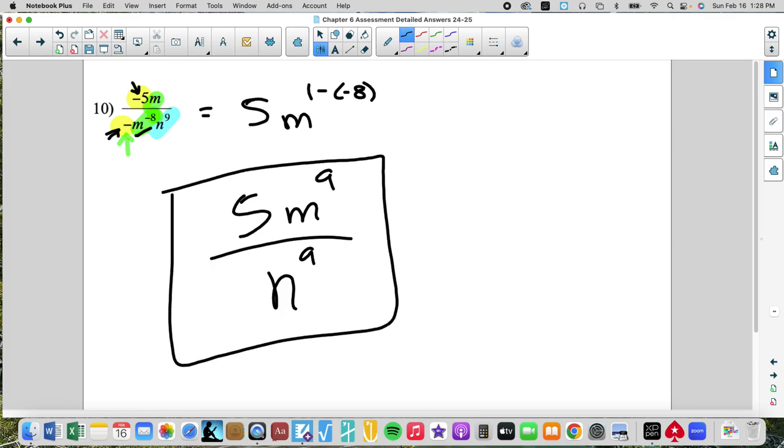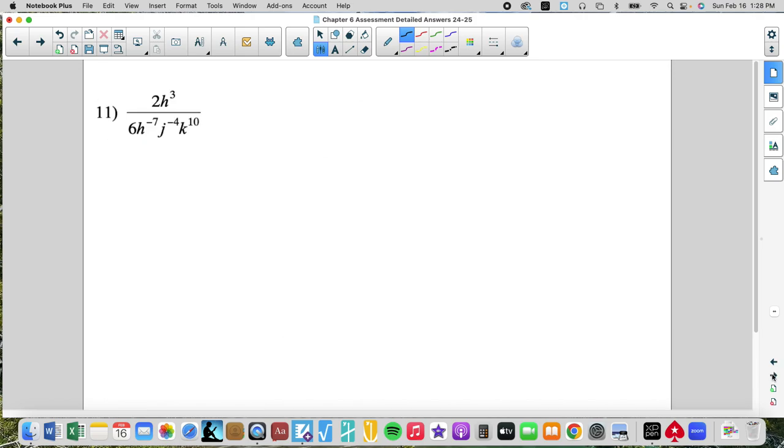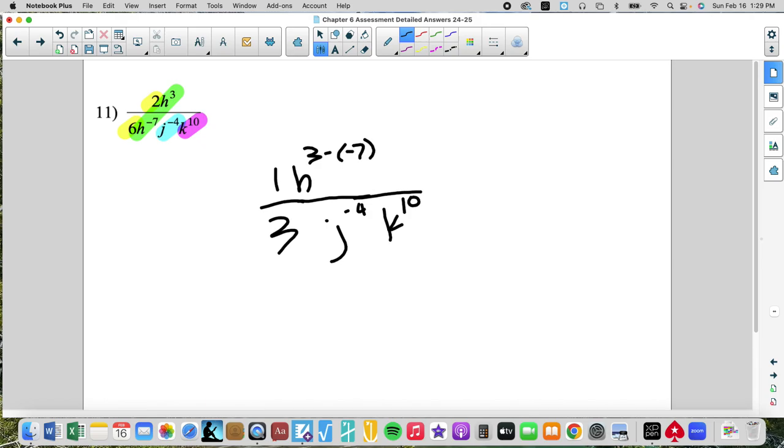Okay? Keeping track of all the things. Coefficients are dealt differently. Coefficients are 2 and 6. Like bases, we have h to the 3rd and h to the -7. The j to the -4 and the k to the 10th don't have partners, and we may have to deal with them for different reasons. We have the coefficients 2 over 6, which is 1/3. Then we have h to the 3 minus 7, because we're dividing. We have j to the -4 in the denominator, and we have k to the 10th in the denominator.